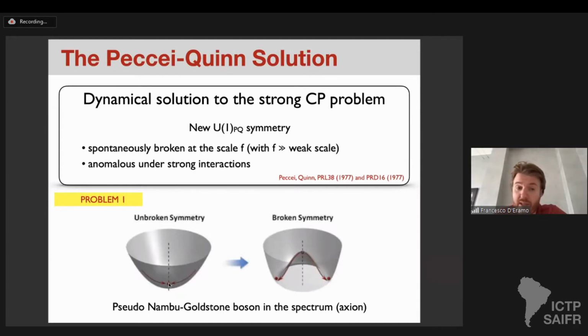And you can show in the exercise in problem 1 that there is a so-called Nambu-Goldstone boson in the spectrum. At the level of the exercise, it's just a Nambu-Goldstone boson, which is exactly massless. In the case of the QCD axion, it's a pseudo-Nambu-Goldstone boson, and the reason will be clear. Well, not clear. I will specify the reason in the next slide.